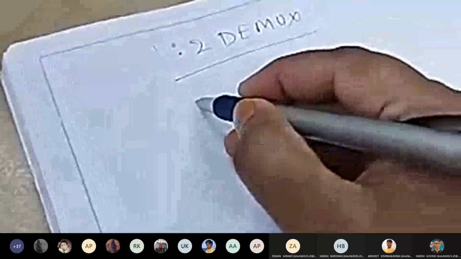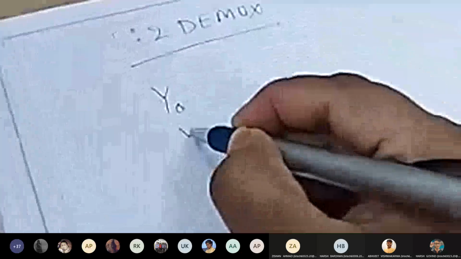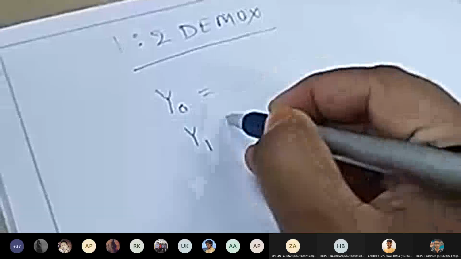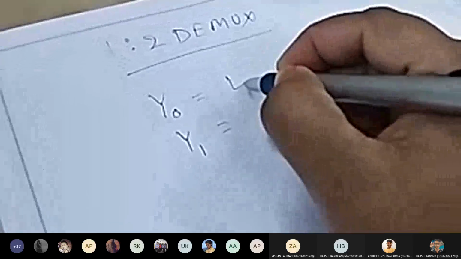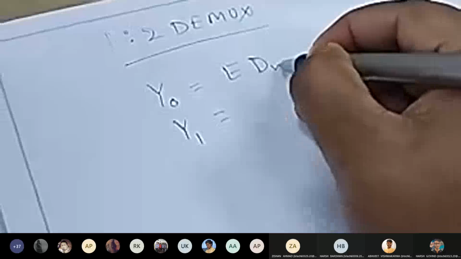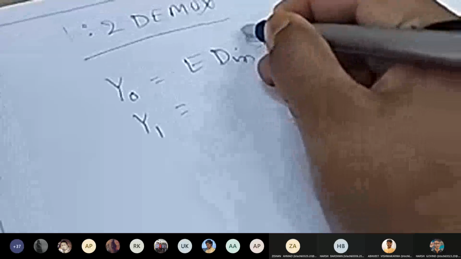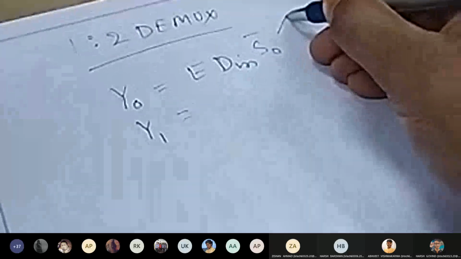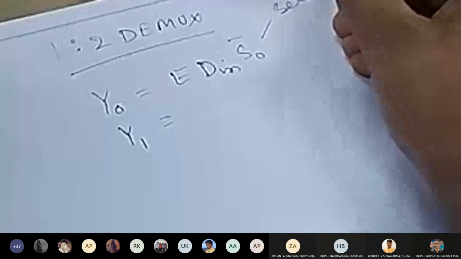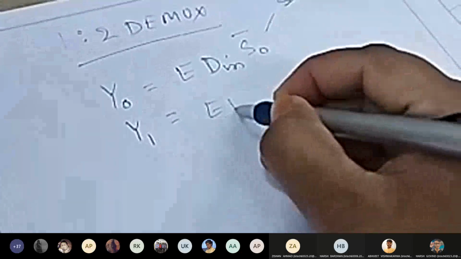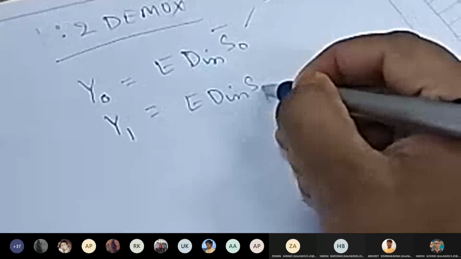So we will have two outputs, that is Y0 and Y1. And what will be the value for Y0? That will be E, D in, S0 bar. And what is this S0 bar? This is your select line. And Y1 will be E, D in, S0. Okay, these two equations are there.